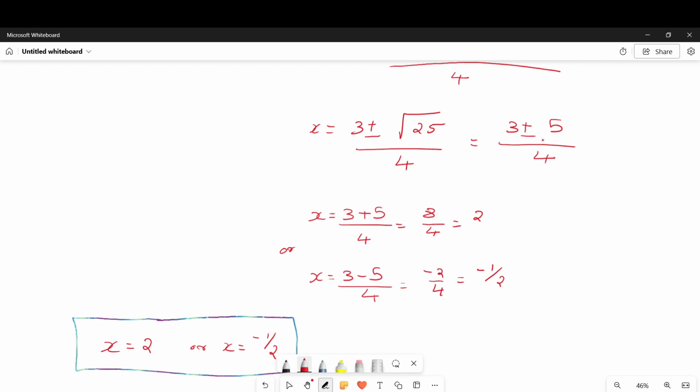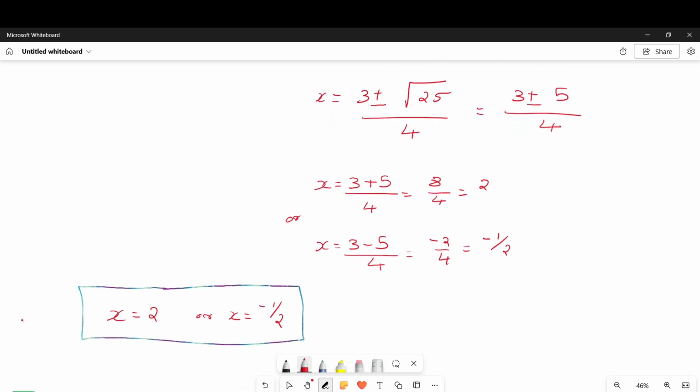So from here, there are two conditions, plus or minus. So we need to take both conditions. So just assume 3 plus 5 by 4. So x is equal to 3 plus 5 by 4, which is 8 by 4. Answer is 2. Or if we take minus 5 here, x is equal to 3 minus 5 divided by 4. That is minus 2 by 4, which is minus 1 by 2. So these are the two values that can make this expression true. So the values of this equation are x is equal to 2 or x is equal to minus 1 by 2.